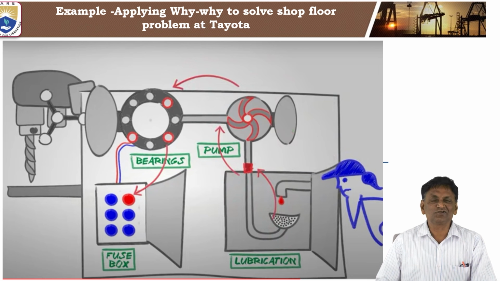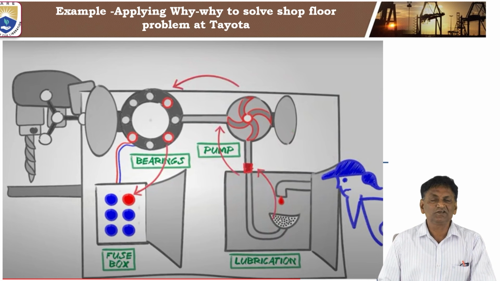Then the next question is why the bearing is not getting clean oil or adequate oil. They traced back and found that the pump supplying the oil from the tank to the bearing was stuck. They opened the pump and saw a lot of metal scrap particles in the pump. Then naturally the question: why? Why are there a lot of metal particles inside the pump?